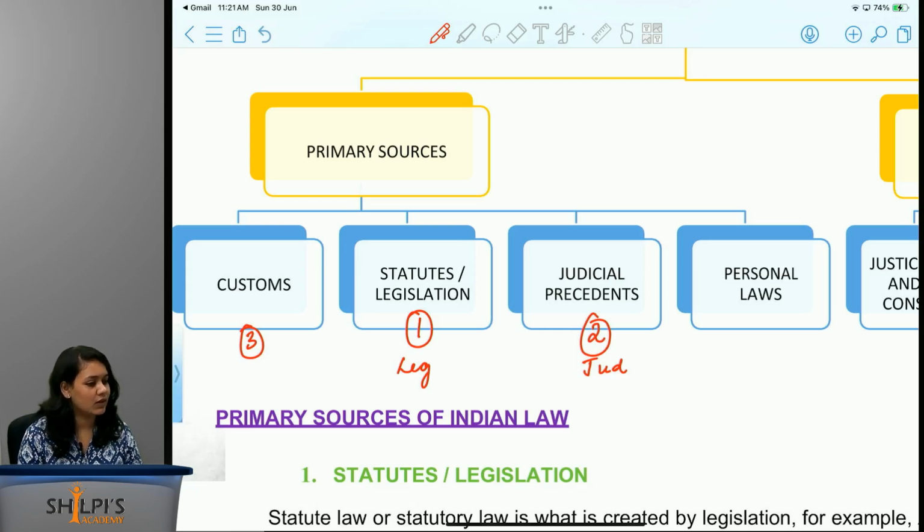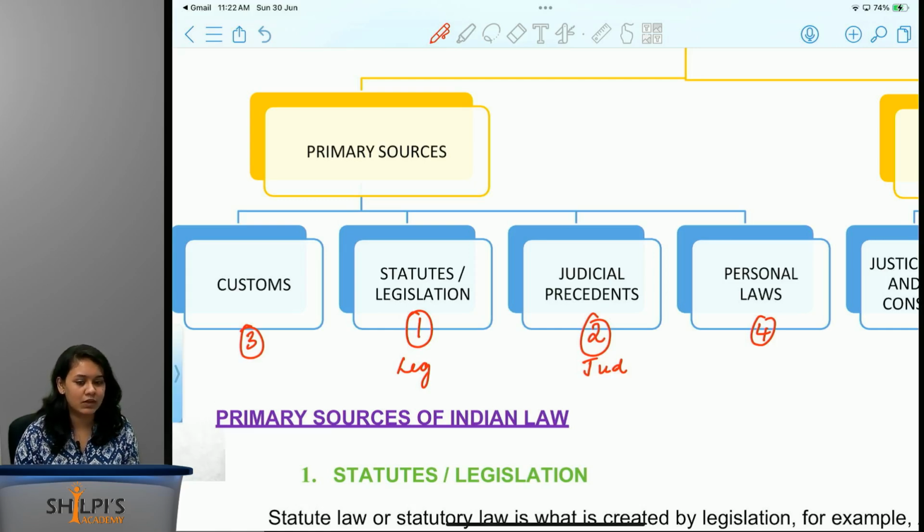Okay? Can we have a custom of human sacrifice? It could have existed, but do we allow it by law? The answer is no. So that is customs. And then we have, lastly, personal laws. India would probably be the only country in the entire world where we have separate laws based on which religion you follow.